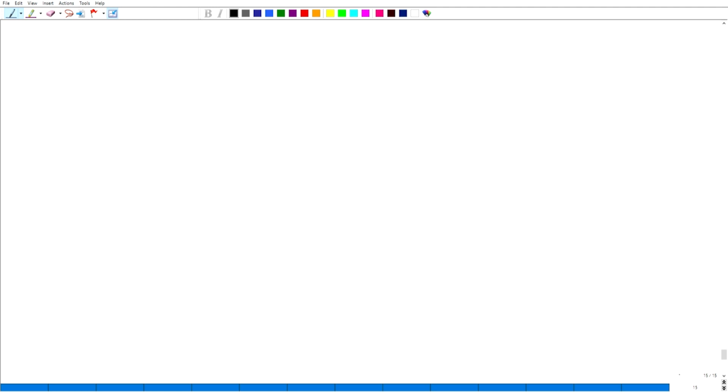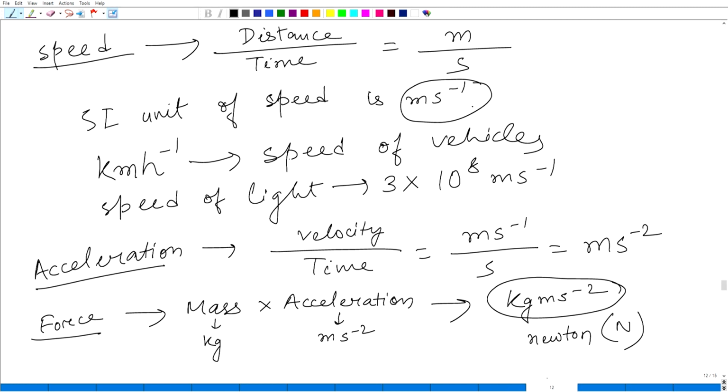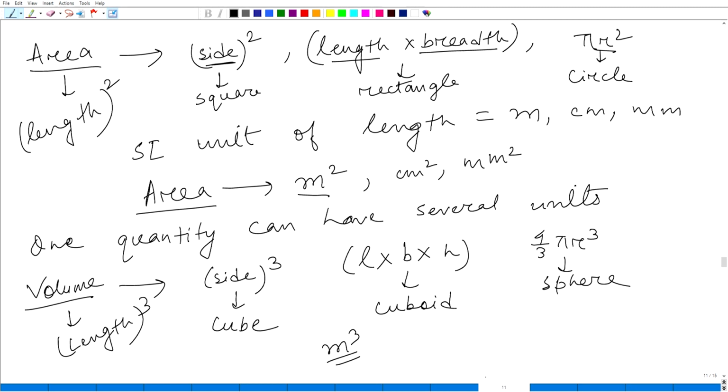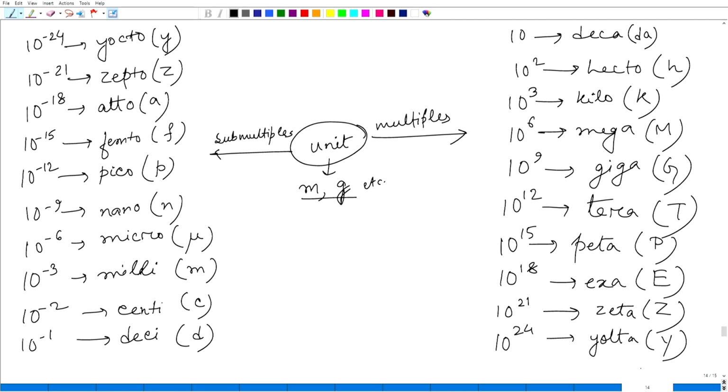So, we have studied about the SI units, derivation of other quantities on the basis of these SI units, and we have studied about the multiples and submultiples of these basic units. So, in the next lecture, we will study one by one about some important quantities such as mass, temperature, volume, density, etc. And we will study about their conversions from one unit to another.